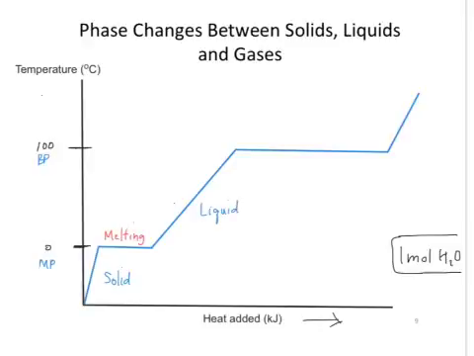Notice that the slope of this line is quite different than that for the solid, indicating that the solid and the liquid have different specific heat capacities. We can continue to add heat, and the temperature will continue to increase until we get to the boiling point at 100 degrees Celsius, and then we have another plateau. Now notice this plateau is much longer than the melting plateau. This plateau represents evaporation or vaporization.